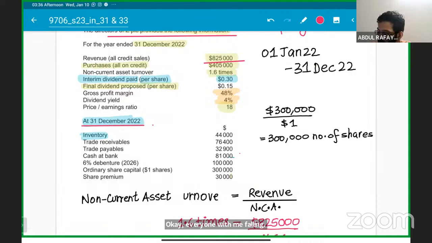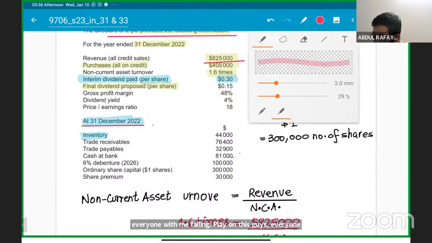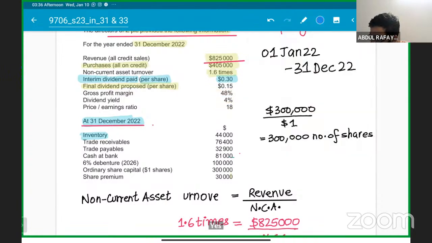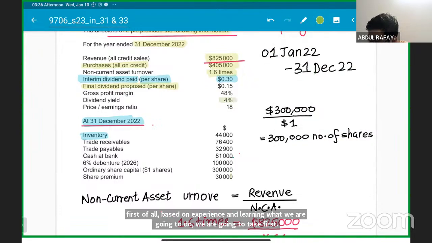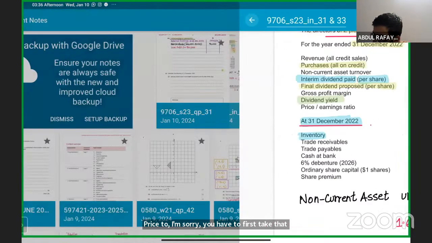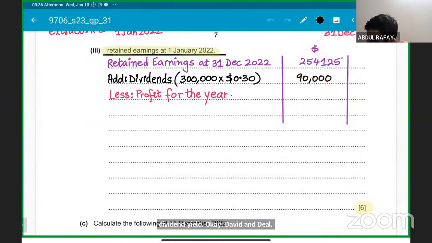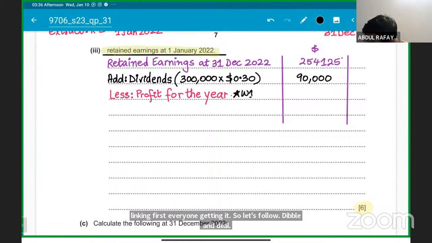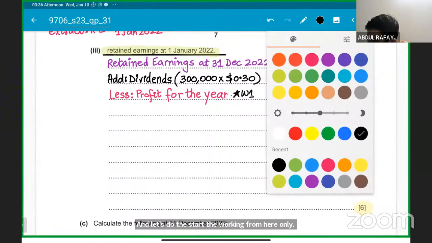Any questions? Okay. So first of all, based on experience and learning, we are going to first take the dividend yield. Okay, dividend yield हम लेंगे first. So let's follow dividend yield, and let's start the working from here only. That's working number one.